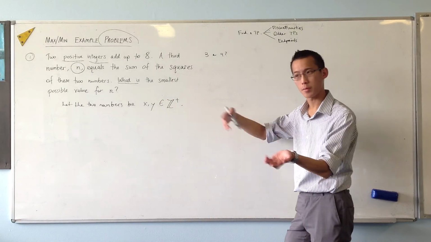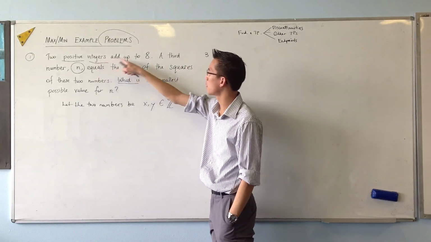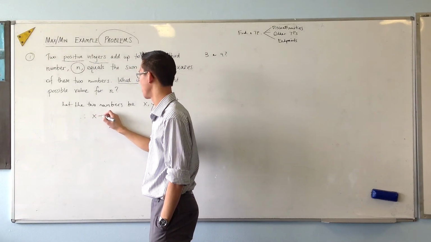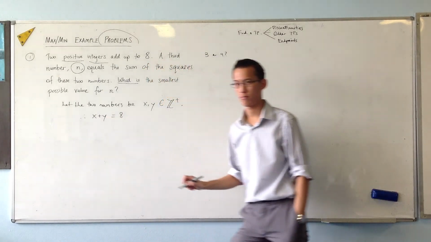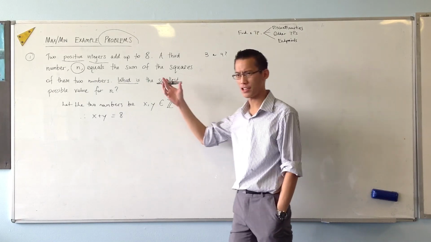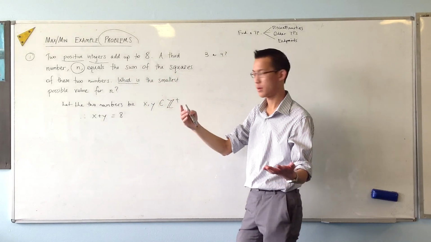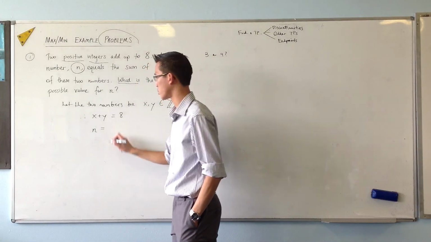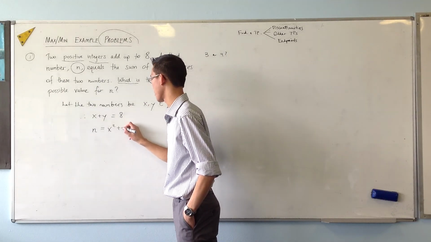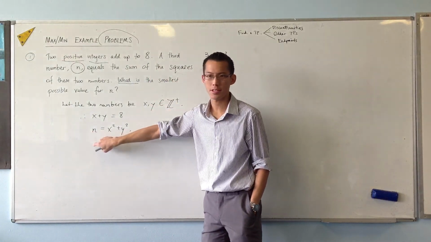Now we want to get some relationships between these 2 numbers, and the rest of the question tells us those. I've got these 2 positive integers adding up to 8, so therefore x plus y equals 8. So far, so good. Now the last bit of information in the question is that this third number, n, comes from squaring them and then adding them up. So n is equal to x squared plus y squared. Now we want the smallest possible value for this.